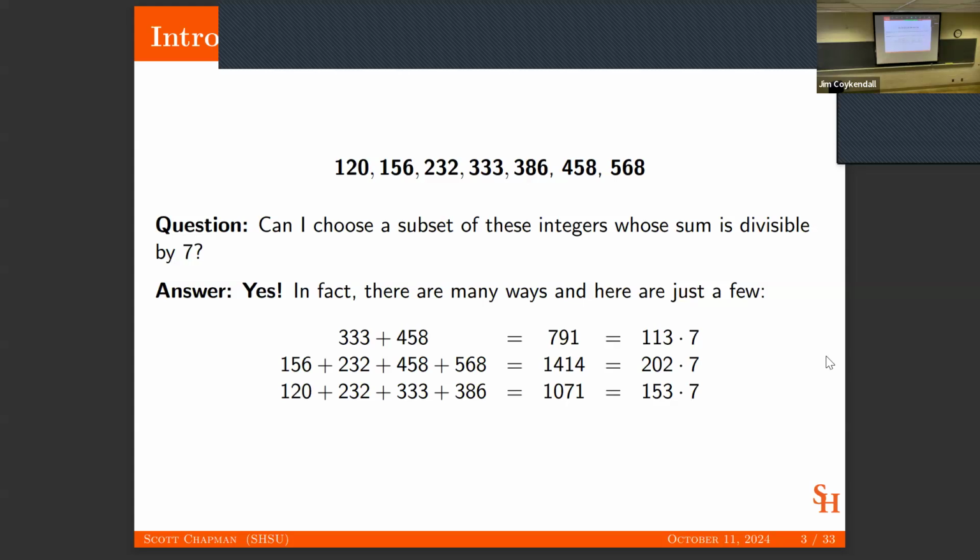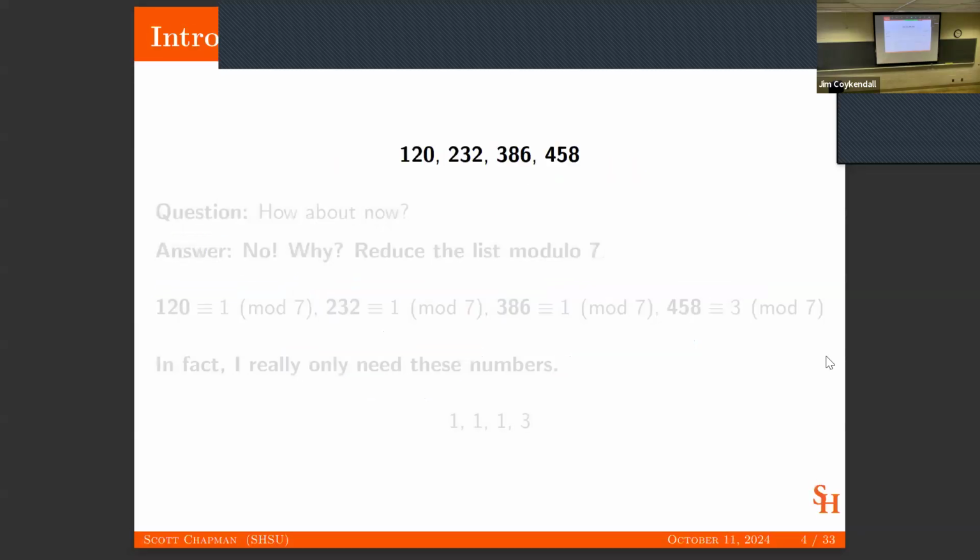There's 3. There's actually probably more than that up there, but 333 and 458 is 791, which is 113 times 7. And there's 2 other examples down there. So the answer is yes. So I'm starting with a positive question, right? It has a positive answer. But let's change the numbers a little bit.